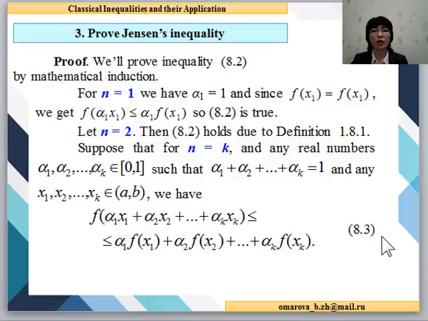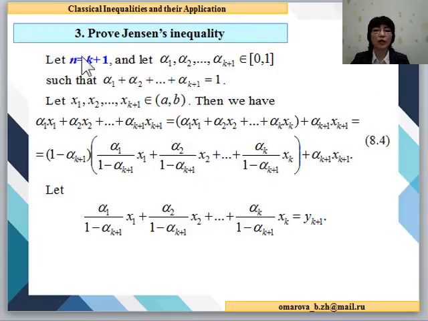Let n equal to k plus 1. Let the numbers alpha 1 and so indefinitely alpha k plus 1 lie in the segment from 0 to 1 such that the sum equal to 1. Let x1 and so indefinitely xk plus 1 lie in the segment AB. Then we have equality number 8.4.